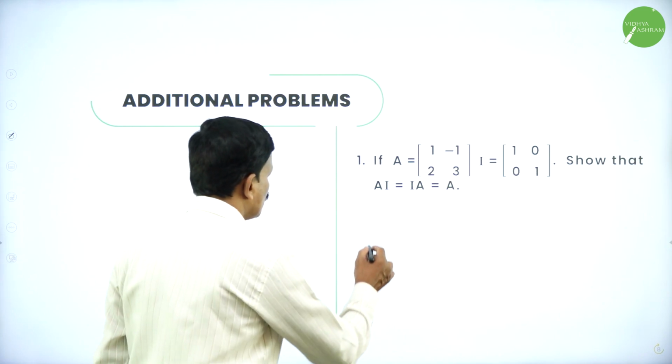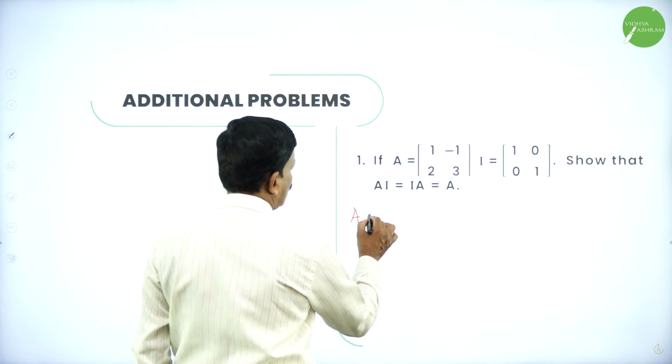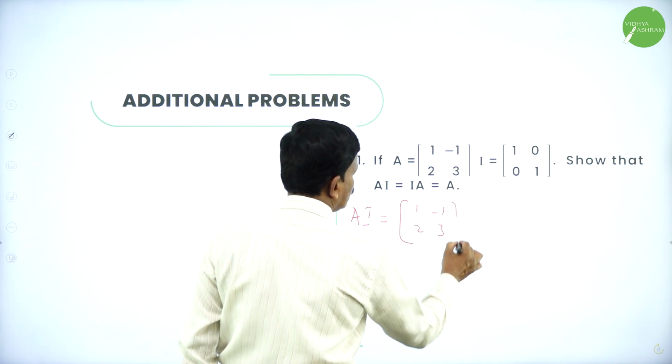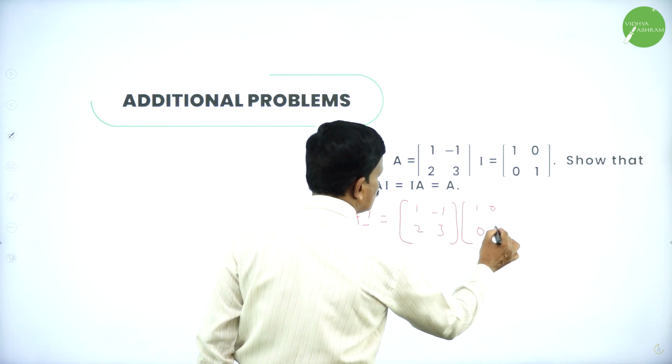Let us check here. First, I will take A into I. What is A? 1, minus 1, 2 and 3. I is 1, 0, 0, 1.